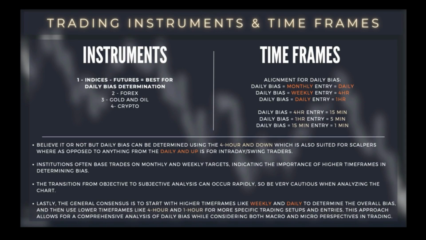Now for timeframes. For daily bias, you use the monthly, and then you can use the weekly, and then the daily. As for your entries, you can use the daily when using the monthly as your bias. Then you can use the 4 hour if you use the weekly as your bias, or you can use the 1 hour if you used the daily as your bias.